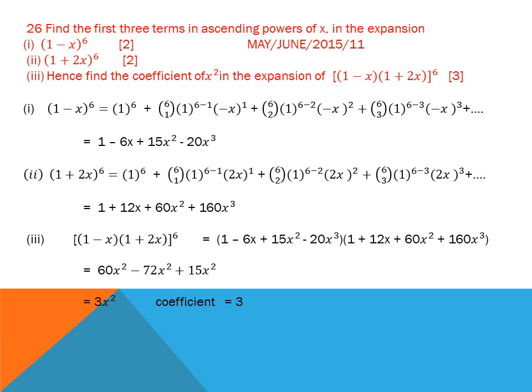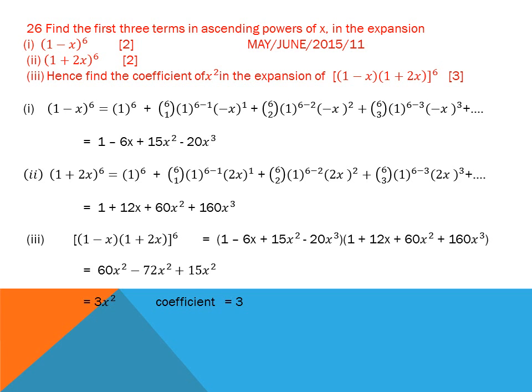When I expand 1 minus x power 6, 1 power 6, 6c1, then 6c2, then 6c3. I expand till term number 4. Only need 3 terms, but I solve till 4 terms. Then I expand 1 plus 2x power 6, 6c1, then 6c2, then 6c3. I also find 4 terms here till x cube.